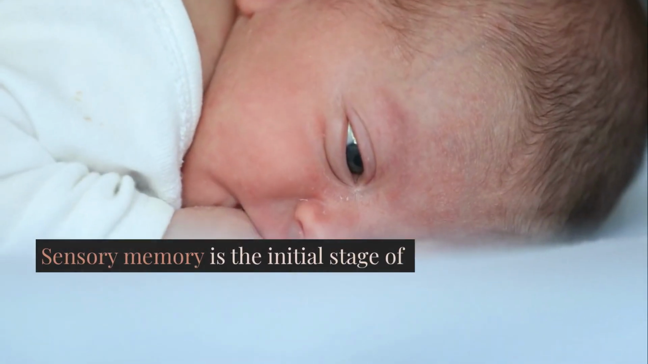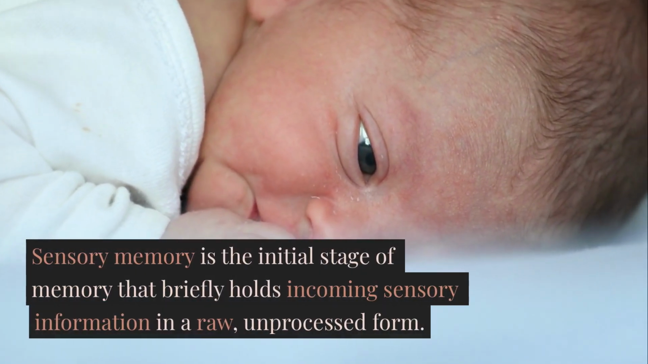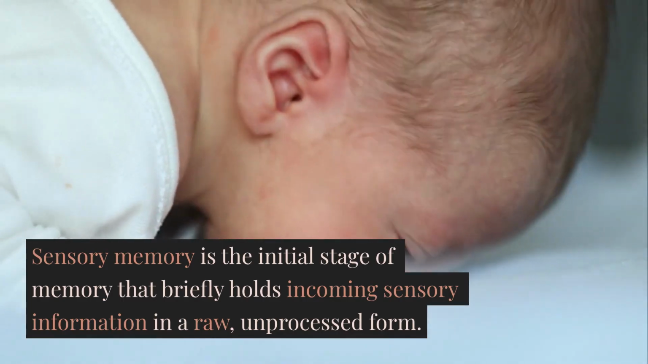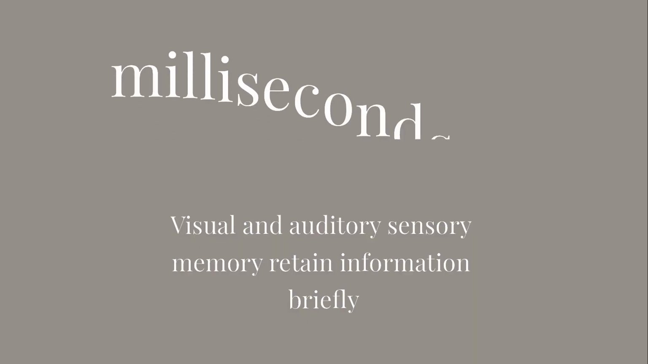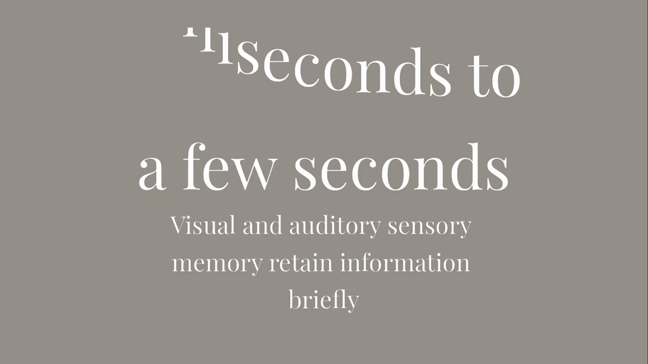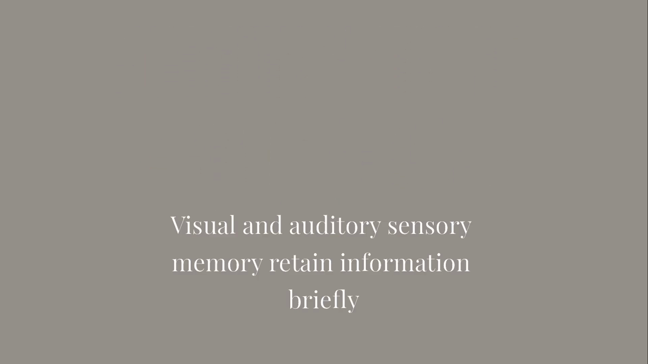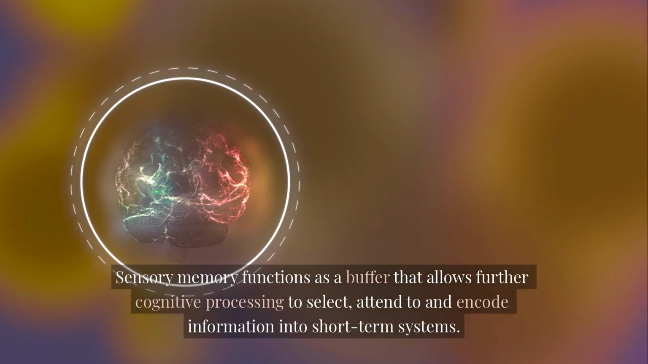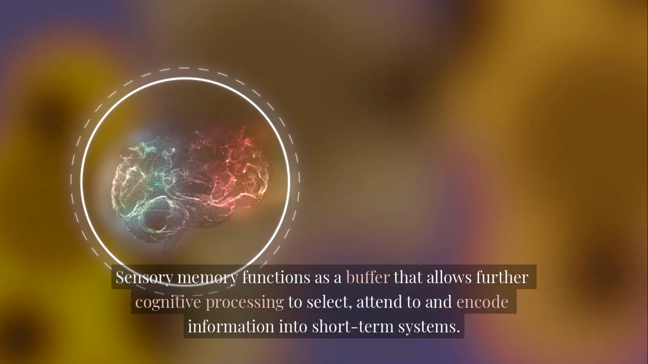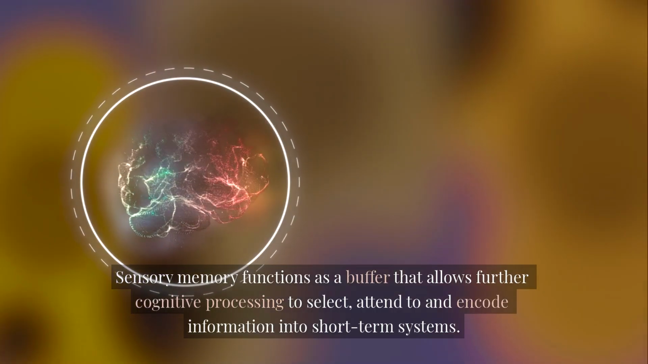Sensory memory. Sensory memory is the initial stage of memory that briefly holds incoming sensory information in a raw, unprocessed form. Visual sensory memory, often called iconic memory, and auditory sensory memory, or echoic memory, retain information for very short durations, typically milliseconds to a few seconds. Sensory memory functions as a buffer that allows further cognitive processing to select, attend to and encode information into short-term systems.